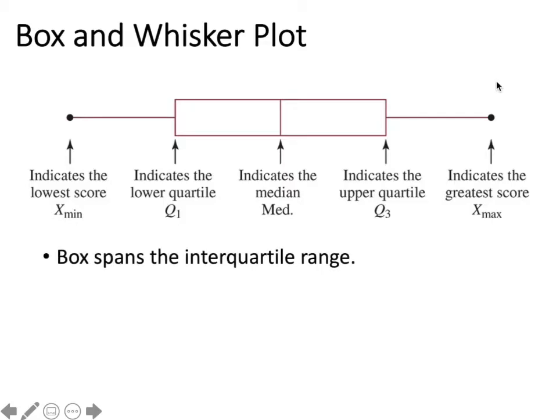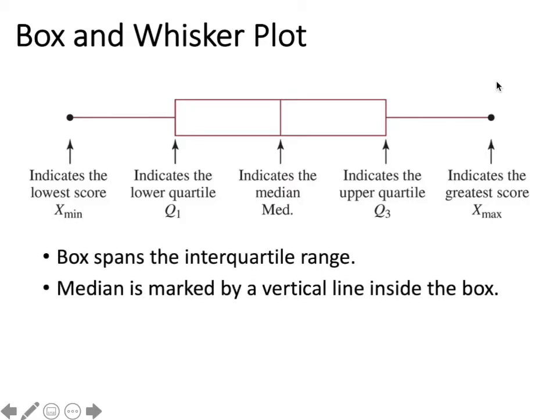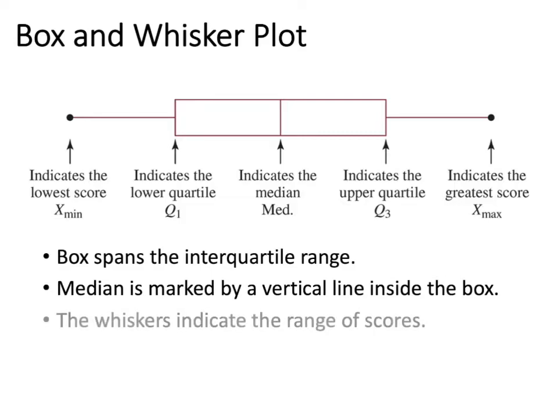So the box spans the interquartile range. The median is the line in the middle of the box. The whiskers indicate the total range out to the highest and the lowest number.